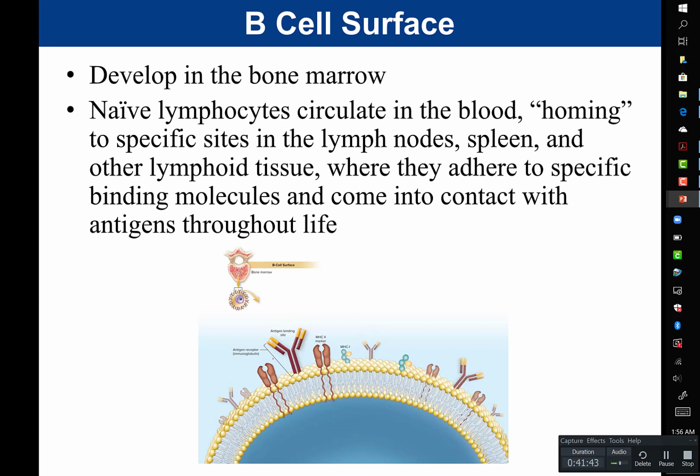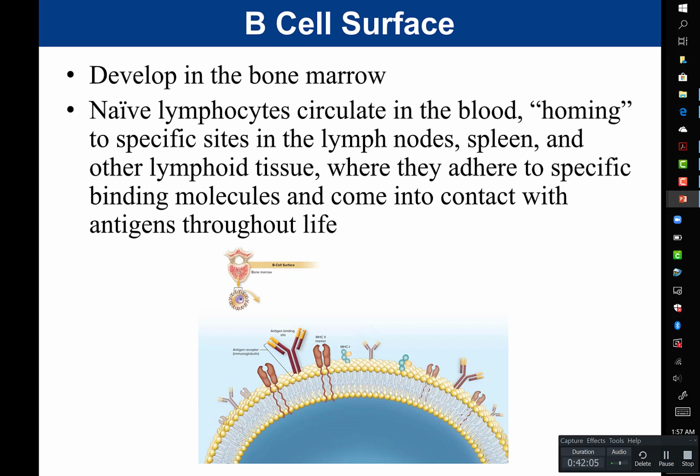Notice that if we look at the surface of the B cell, it has what we call our B cell receptor. Our B cell receptor is our immunoglobin. Again, it's essentially an antibody that is embedded in the membrane of the B cell, and it has its antigen binding sites. So it has 2 sites to bind antigens.